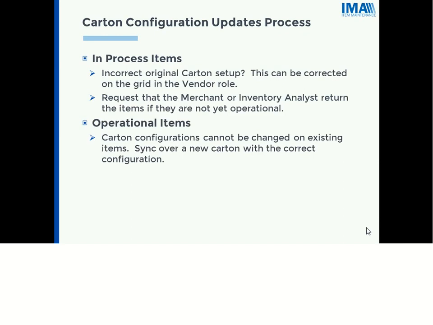So the process for changing the configuration depends on whether it's in process or operational. If it's in process and it's an incorrect original carton setup, you can actually correct that on the grid in the vendor role. If you have already approved that past the vendor role, then you need to contact your merchant or inventory analyst and ask them to return those items if they are not yet operational. You won't be able to correct them until they return them to the vendor role.